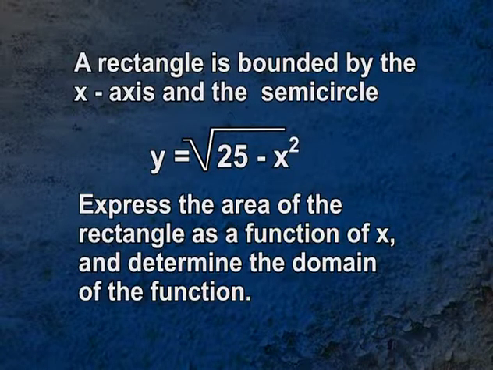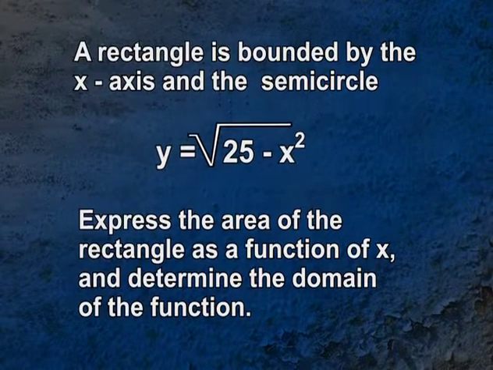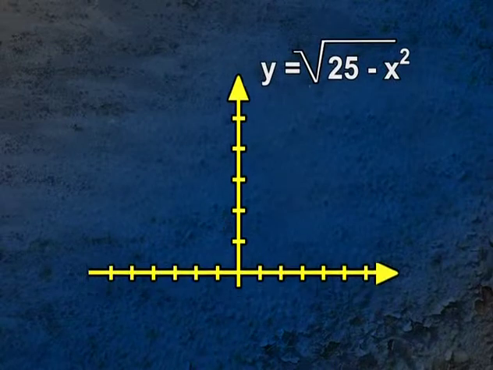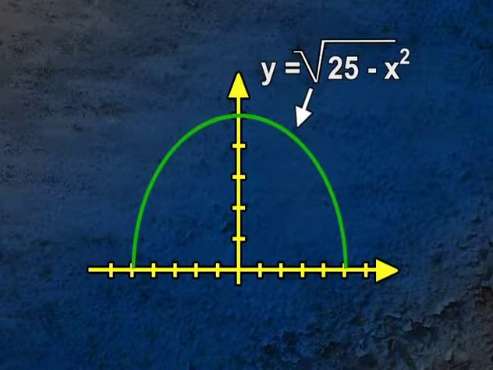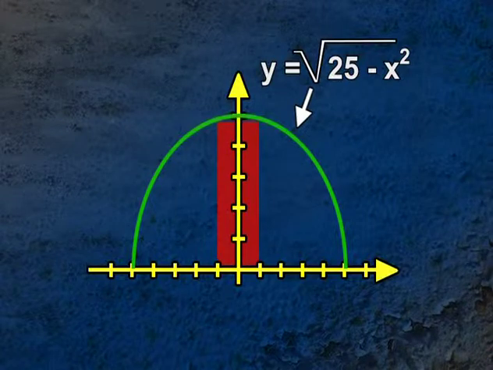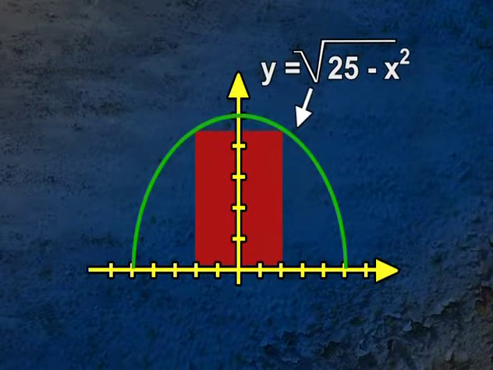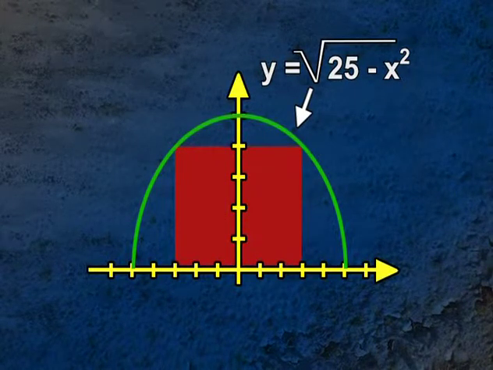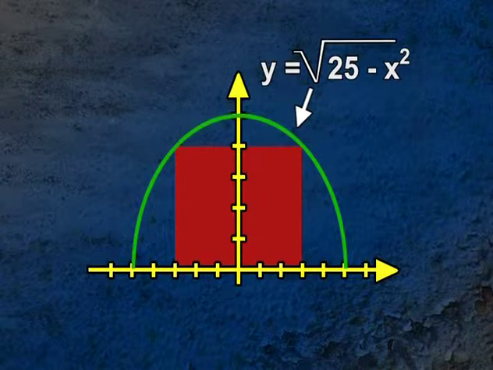Well, let's first talk about what it means for a rectangle to be bounded by the x-axis and a semicircle. Now here's the semicircle, and of course the x-axis is along the bottom. The rectangle could be configured in a number of ways. Just notice that the top of the rectangle is bounded by, or the corners touch, that semicircle to cause the particular configuration that we have for the rectangle.